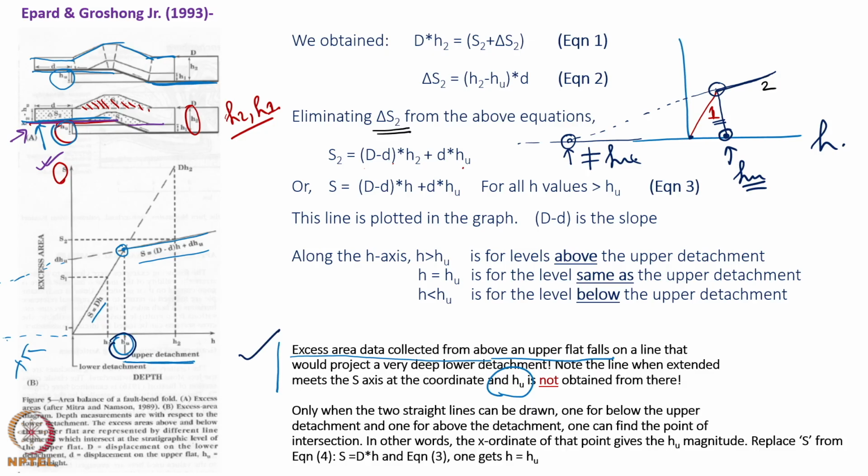So, how do I find out the HU? We need to draw the curve for at least one line, at least one level which is above the upper detachment, such as level 2, and at least one line below the upper detachment, such as level 1, and after plotting them, find out the intersection and go vertically down, find out the HU. That is the meaning of this statement here.